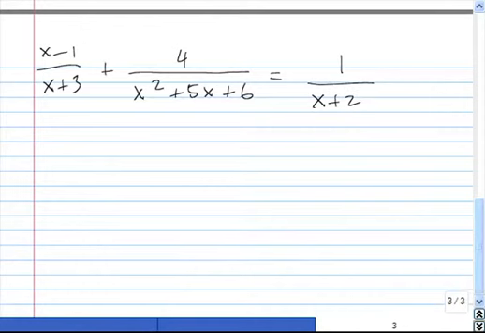Okay, once again, the very first step is to find the least common denominator of all the terms. In order to do that, we need to make sure every single denominator is factored. You see that this middle one here isn't, so we need to factor it.